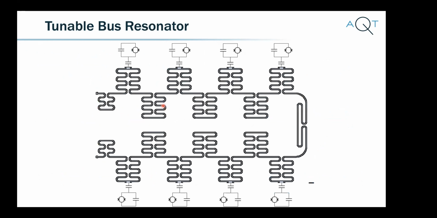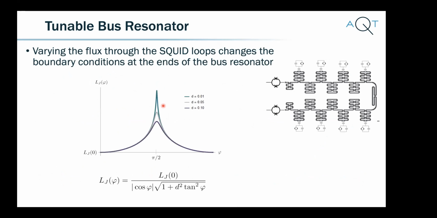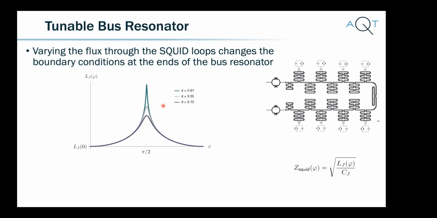And how we implemented this in experiment: we utilized a long transmission line resonator, as shown here, capacitively coupled to a transmon qubit. The tunability is introduced by two SQUID loops attached to the ends of the meander line resonator. The SQUID loops are very good tunable inductors, which allow you to use the external magnetic flux to change the effective inductance. This is plotted for three different SQUID asymmetries as a function of external magnetic flux. The effective inductance basically translates to a tunable impedance for the SQUID loop.